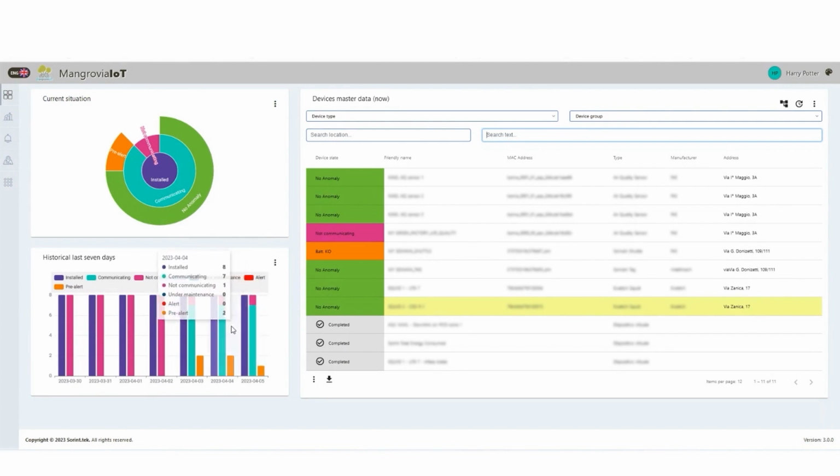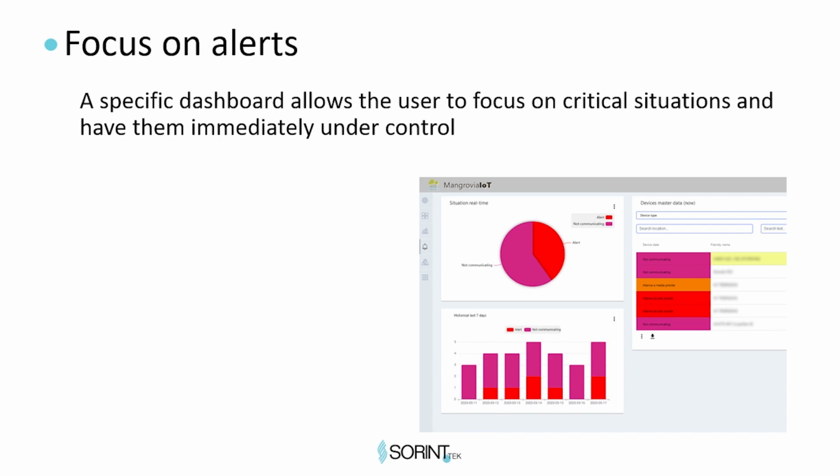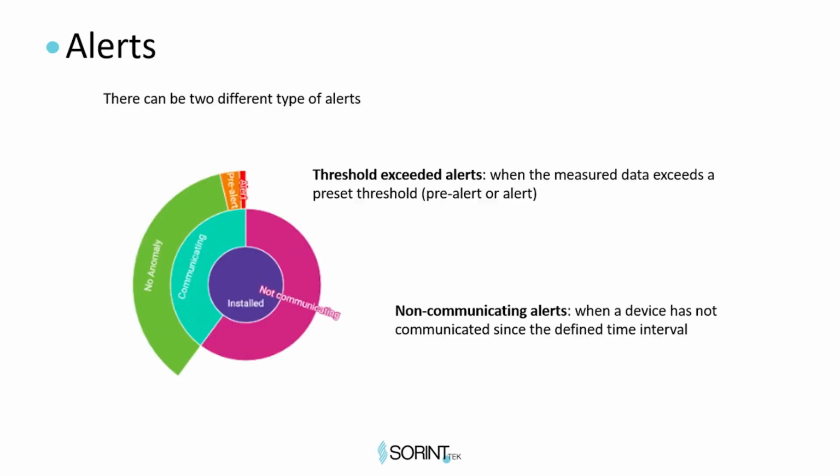It also makes it possible to quickly intercept alarm situations to give evidence of sensors whose values have exceeded thresholds set as alarms. MangroviaIoT allows for a focus on alarming devices so that action can be taken if needed.